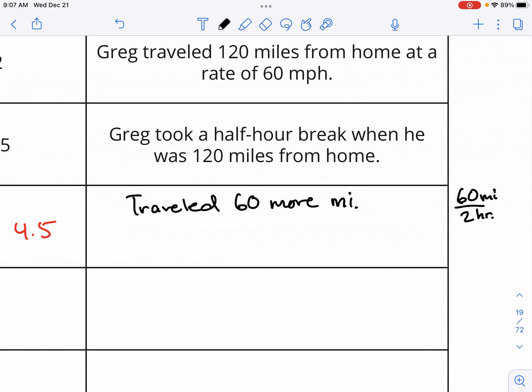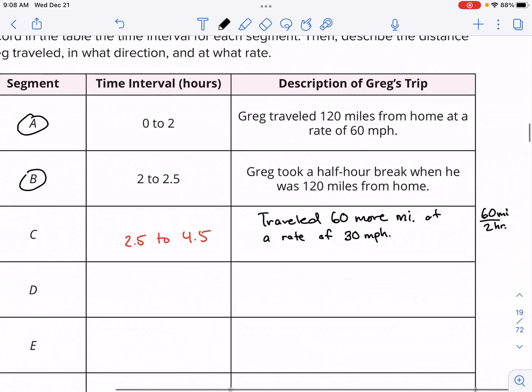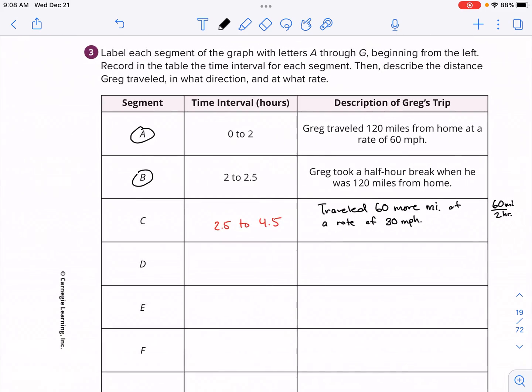So how much is that in terms of miles per hour? We're going to have to divide 60 by 2. 60 divided by 2 is 30. So he traveled 60 more miles at a speed of 30 miles per hour. All right, 30 miles per hour is not that fast. That's like driving down Washington. Well, the non-school zone for Washington. All right, and then let's go to D.